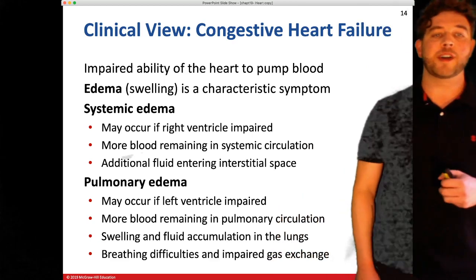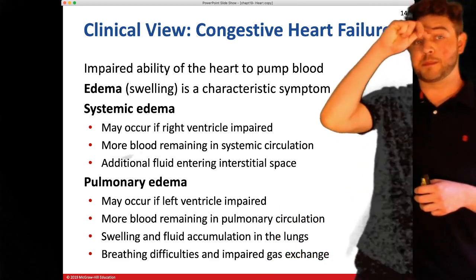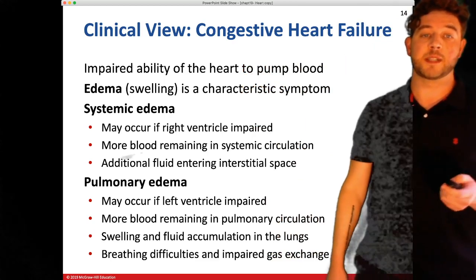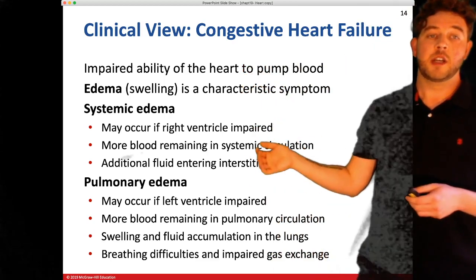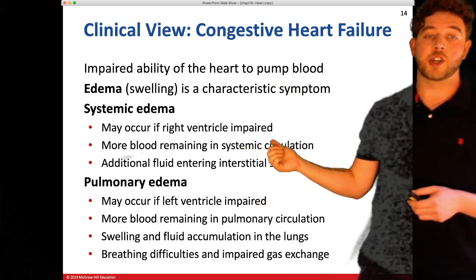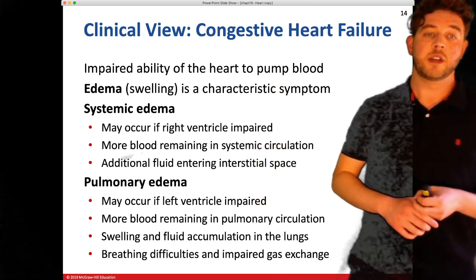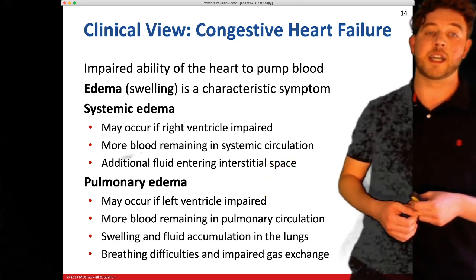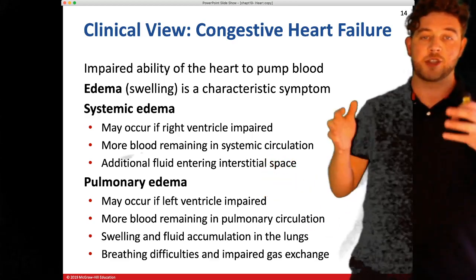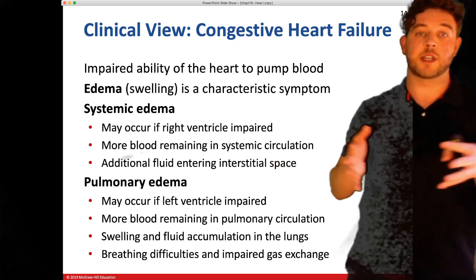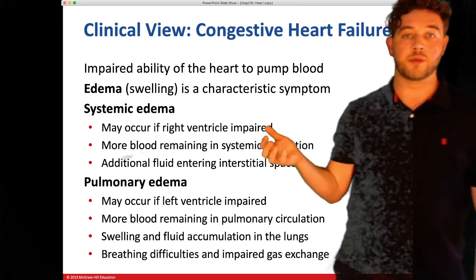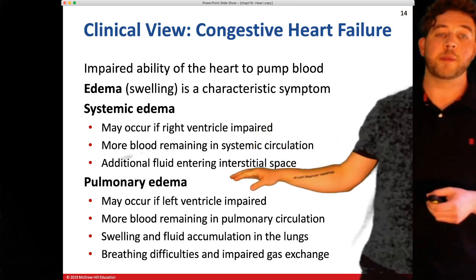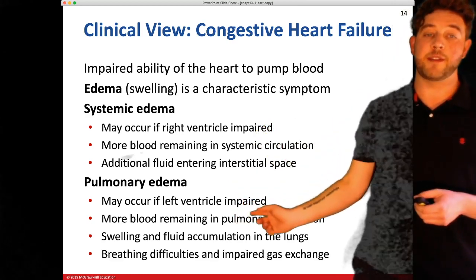Okay, so congestive heart failure is an impaired ability of the heart to pump blood. Edema, which is a swelling, is a characteristic symptom of congestive heart failure. You have systemic edema, which can occur if the right ventricle is impaired. We have more blood remaining in systemic circulation and additional fluid entering your interstitial space, because as you have fluid remaining in your vessels, it will eventually start to push out into the interstitial fluid, which can overwhelm your lymphatic system. Pulmonary edema may occur if your left ventricle is impaired.